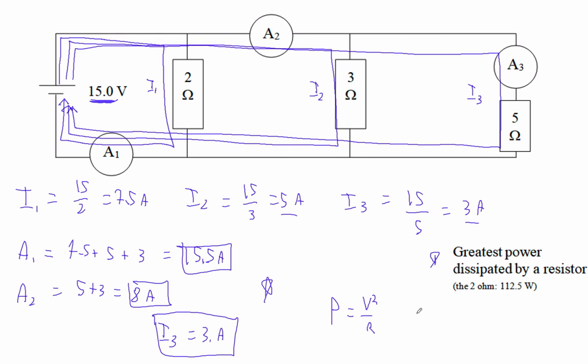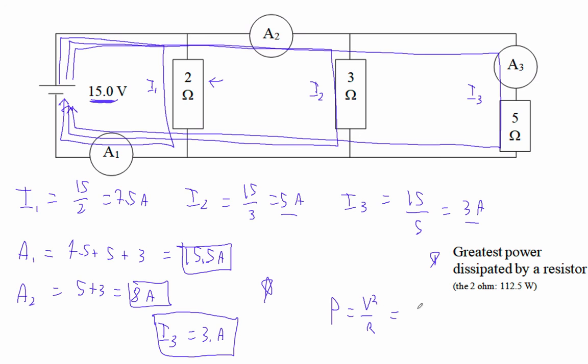Now think about this. The greatest power, for this number to be big, this number has to be small, right? So the greatest power is going to be this smallest resistor. Now, if you don't understand that, then just do the power of the smallest resistor and the power of the biggest resistor. And look at them. One will be larger than the other. That one is the one that you'll say is the greatest power. Okay, I'm just going to cut to the chase, though. It's the 2 ohm one.